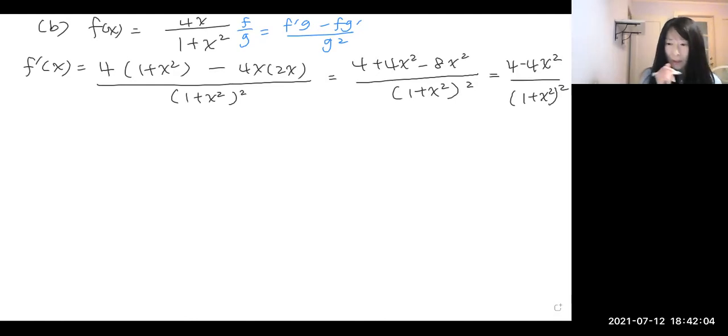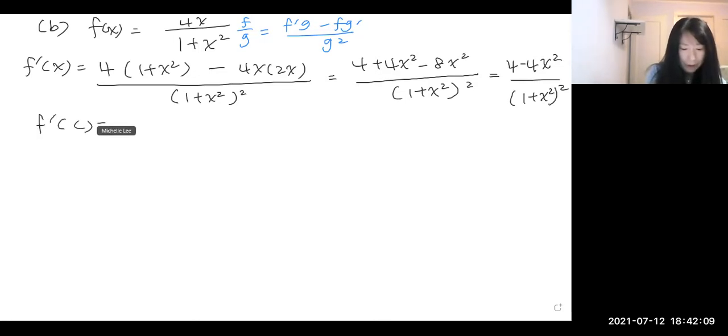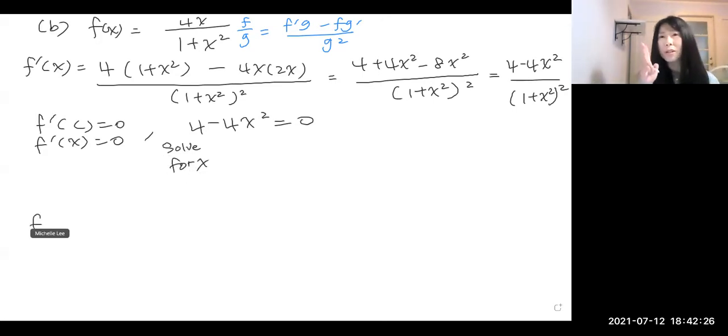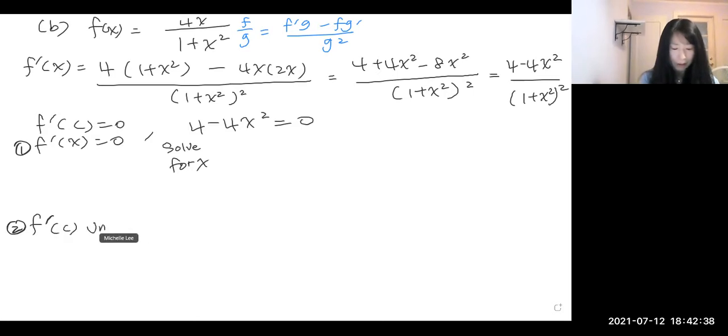Could you repeat that one more time? Okay, let me write it down. F prime of c equal to 0, that's the numerator. In this case, f prime of x equal to 0, right? Then solve for x. Now we have two conditions in order to have a critical point. One is f prime of c equal to 0. Second one, f prime of c is undefined. Remember?